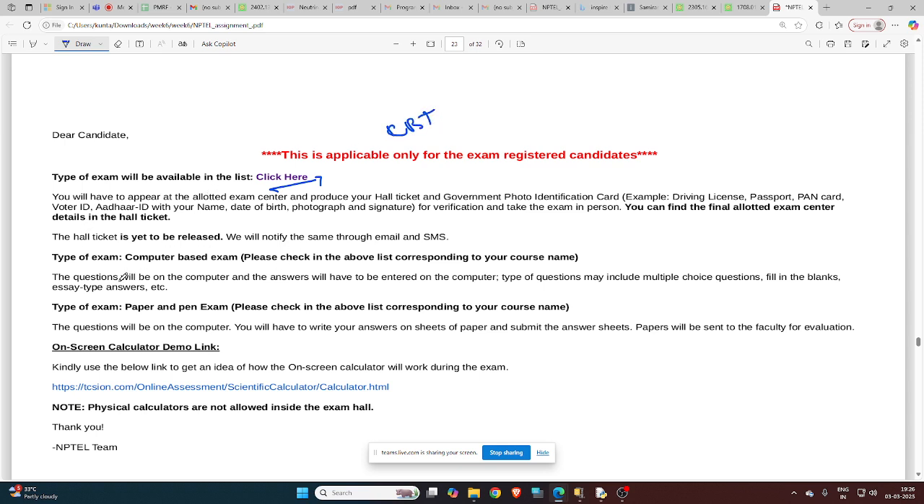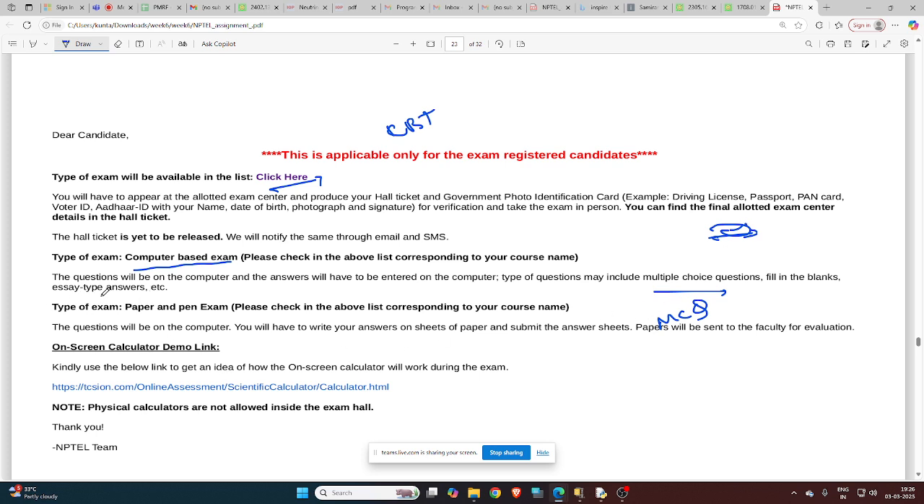For that computer based exam, please check in the above list corresponding to your course name. The questions will be on the computer and the answers will have to be entered on the computer. Types of questions may include multiple choice questions, fill in the blanks. As I have already mentioned in the previous class, the questions may include multiple choice, that means MCQ. Fill in the blanks, that means you have to write something in the blank, or essay type answers.